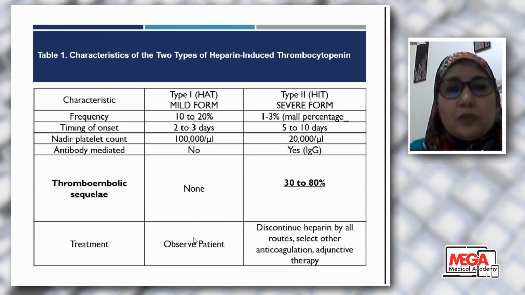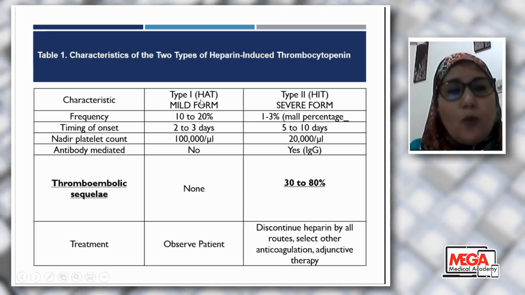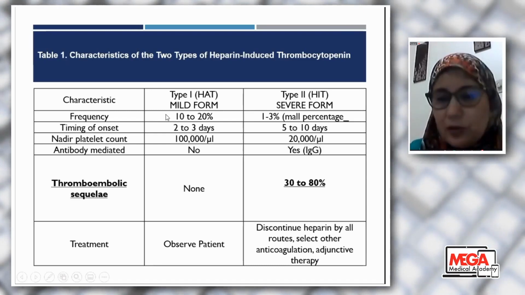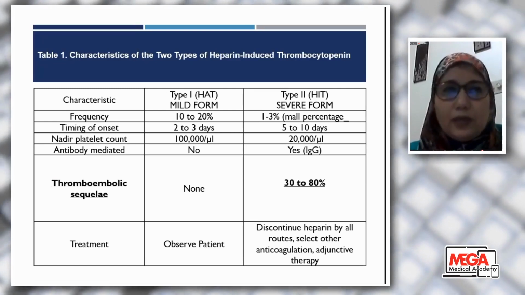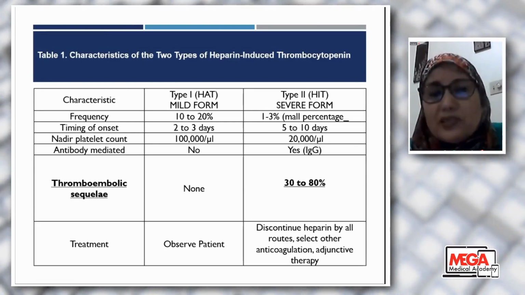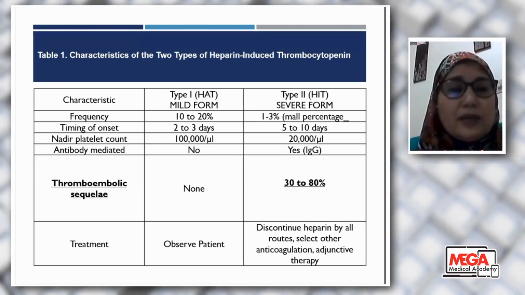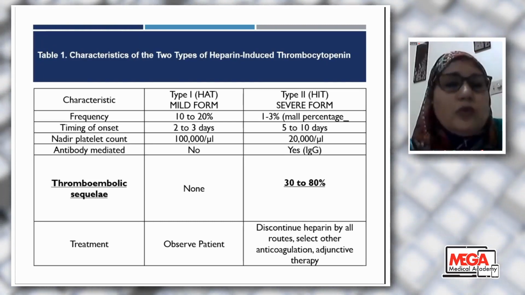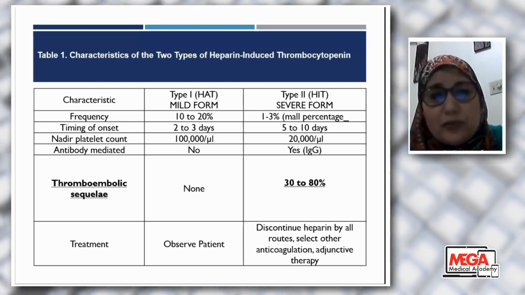even the small dose of heparin may precipitate it, as it is an immune-based reaction. Here's a quick revision between the two types. Type 1 HAT and type 2 HIT. 1 is mild form, 2 is severe form. Incidence, thanks to God, in order not to forget, the mild is the more occurring. So its incidence is 10 to 20%, while the severe form is only 1 to 3%, thanks to God. Timing in the mild form in type 1, it occurs after 1 to 2 to 3 days only, while the other one, classically, it occurs after 5 to 10 days.